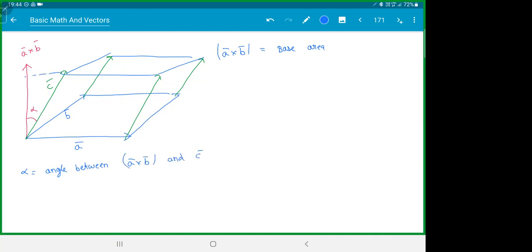And if you look at this, the height of this box is C cos alpha. So the volume is the base area, magnitude of A cross B, times the height, C cos alpha. So this looks like A mod B cos theta, so this will become A cross B dot C bar. You're getting it? That's the proof.